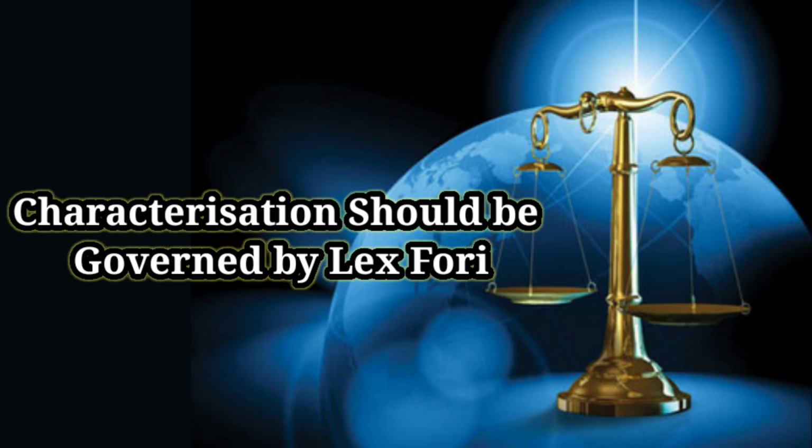Now viewers, we try to understand what are the exceptions to the lex fori theory. Actually, there are two main exceptions to the rule that characterization is to be made on the basis of lex fori. Number one, lex situs. What is that? It is applicable to either movable or immovable properties. Thereafter, lex loci contractus. What is this? It is applicable in cases of contract by correspondence.